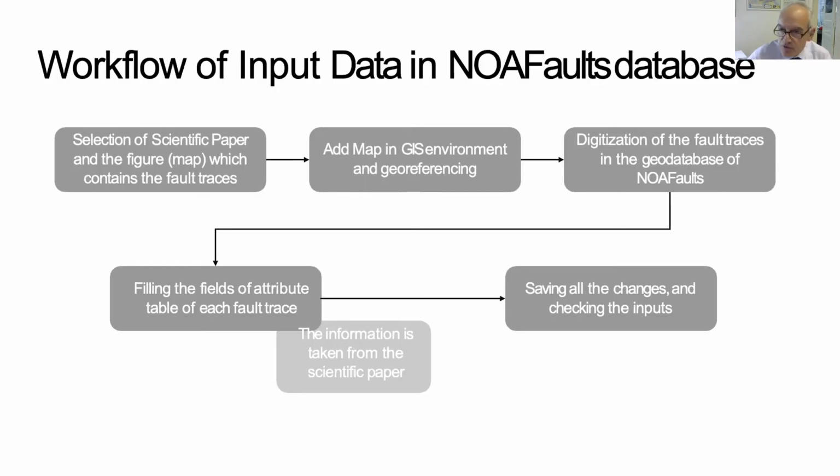This is the flow chart showing how we work. We select the scientific paper, we report on active faults, we select the figure, then we add the map in the GIS environment. We use ArcGIS Pro, we georeference the map using all the appropriate georeferencing tools, and the errors associated are also recorded. We digitize the fault trace, we report also the errors, and then we fill the fields of the attribute table, etc. So this is classical GIS work taken with all precautions.